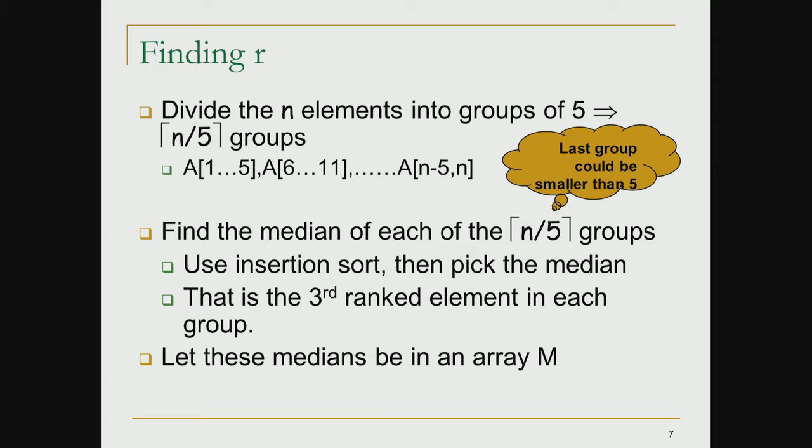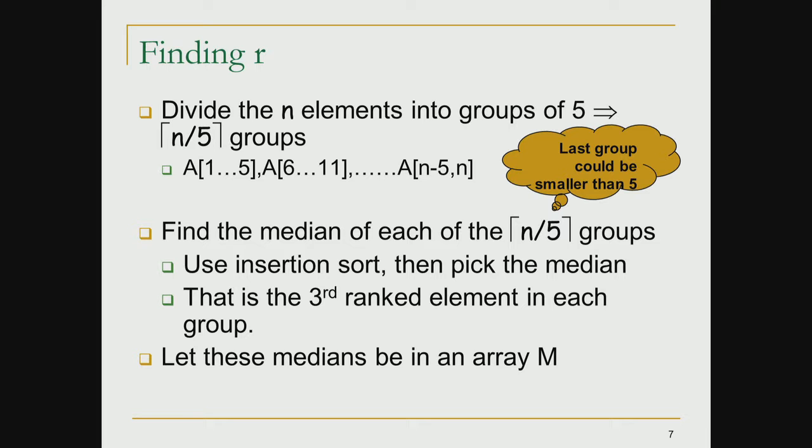It is important to notice here that the last group could be smaller than 5. For example, if n is not a multiple of 5, then clearly the last group will be smaller than 5. In each of these groups, we find the median element. Recall that in each group there are 5 elements except for the last one. For the purposes of this discussion, let us assume that the last one also has 5 elements.